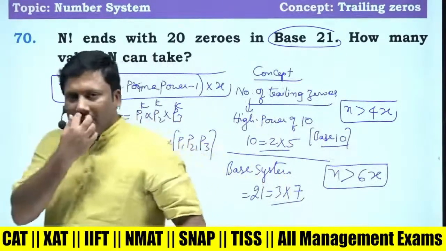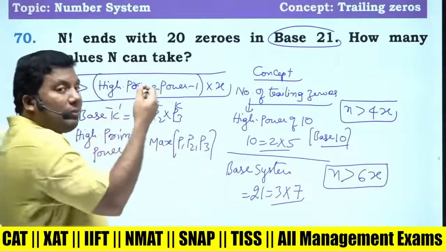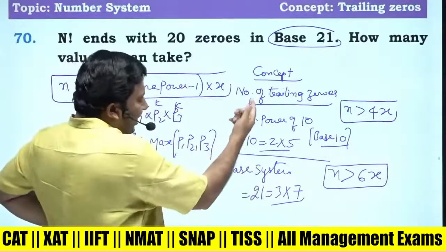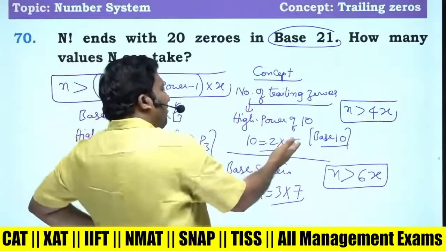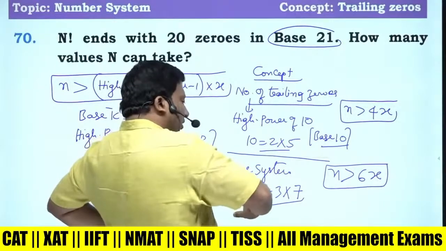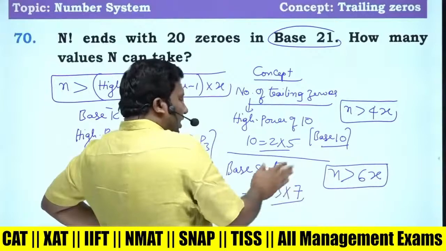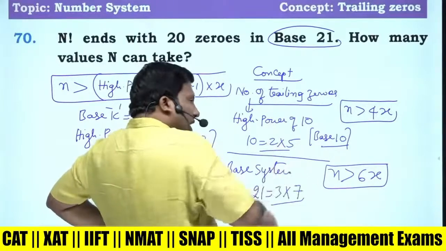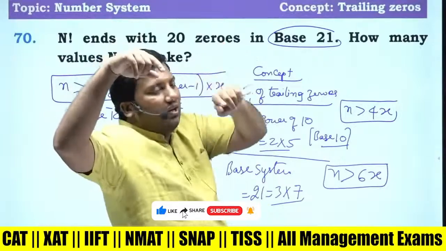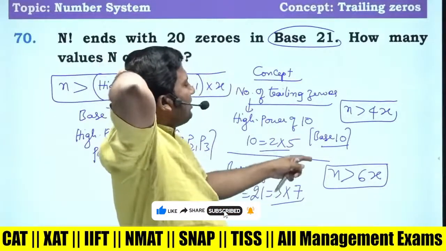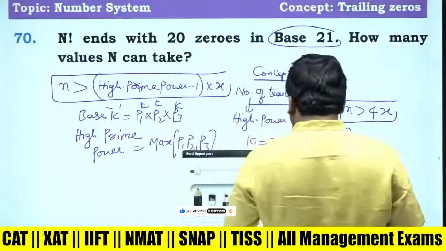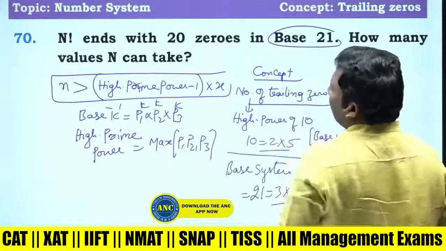Highest prime power. Suppose in base system 10, 10 is 2 into 5. So n is greater than 4x, because power of 5 will be less than the power of 2. In base system 21, it is 3 into 7. Power of 7 will be less than power of 3. Same thing you will do. N by 5 square we did; n by 7, n by 7 square we will do. Very, very easy. This is a mock question which I created some years before.